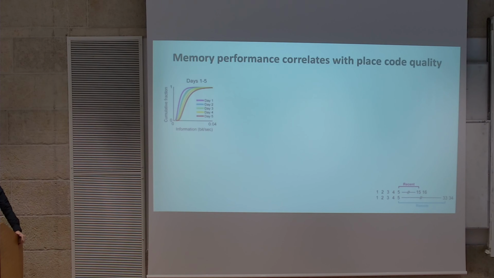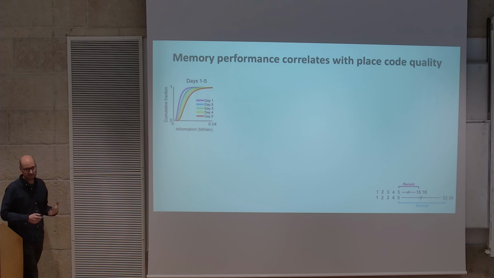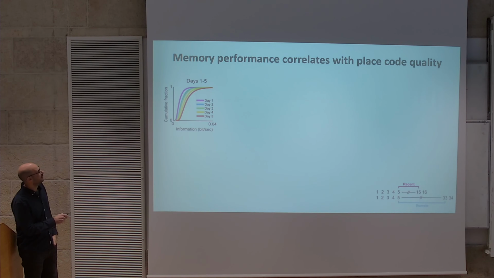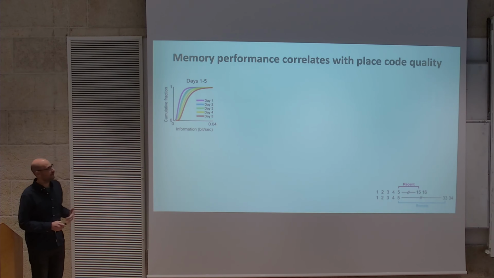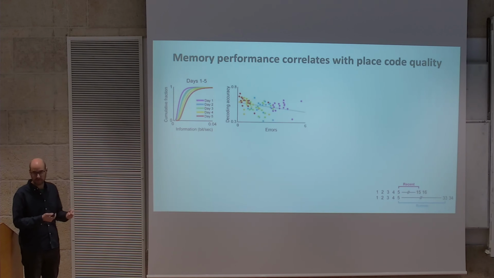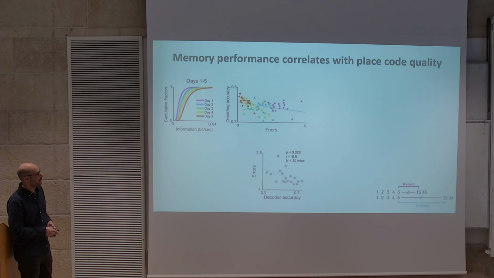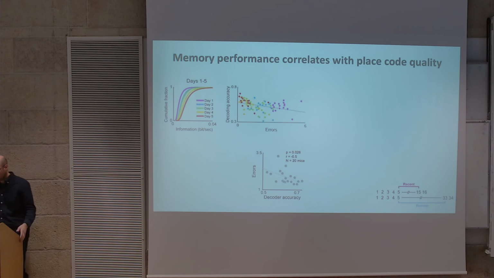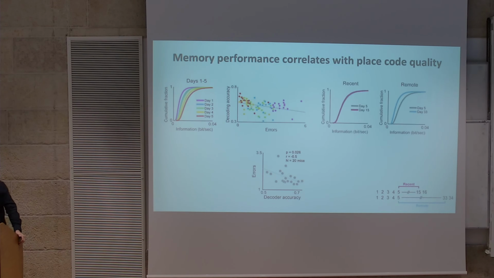Okay, now consistent with what I showed you here, if we quantify the amount of information individual neurons carry about the position of the mouse within the environment, you can see it's gradually increasing with time. Different colors at different times. We can see a similar effect when we use a spatial decoder to decode the position of the mouse within the environment. The decoder improves as the number of errors goes down with time, and even when we account for the effect of time, we see a correlation between the performance of the decoder and the behavioral results, suggesting that memory performance correlates with place code quality.